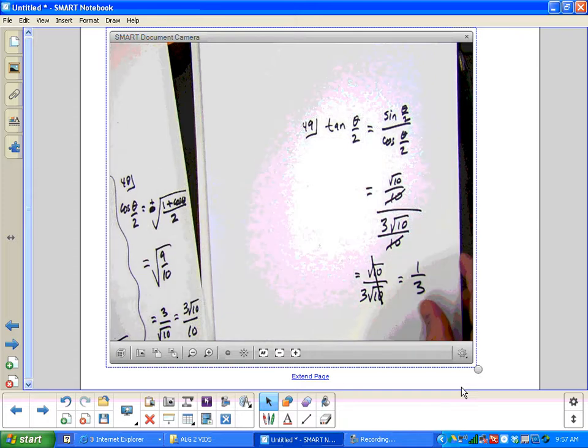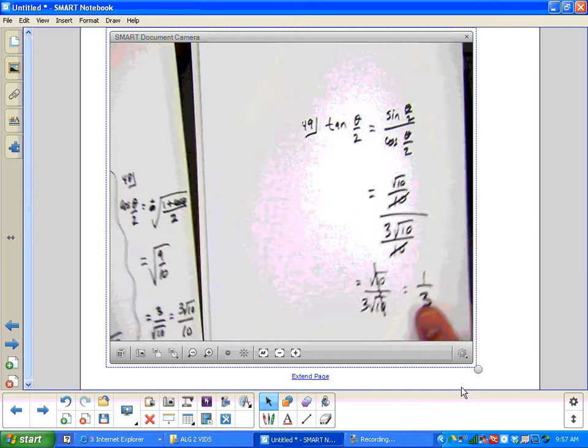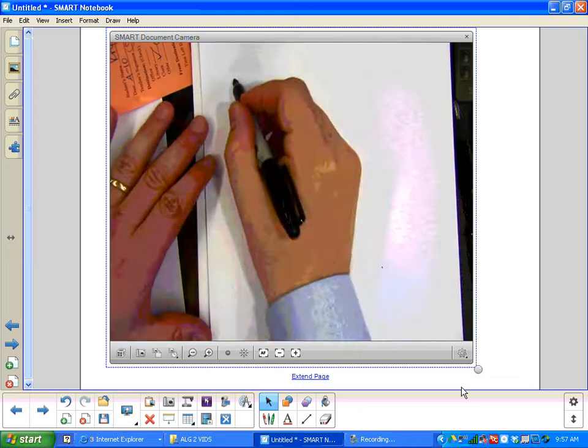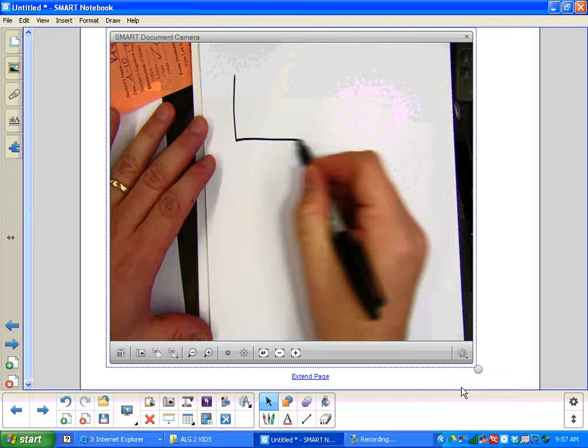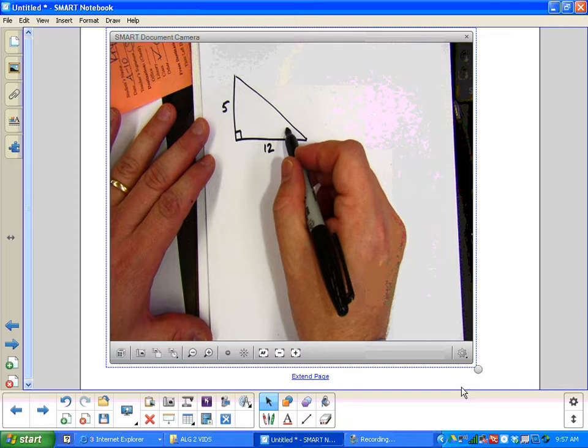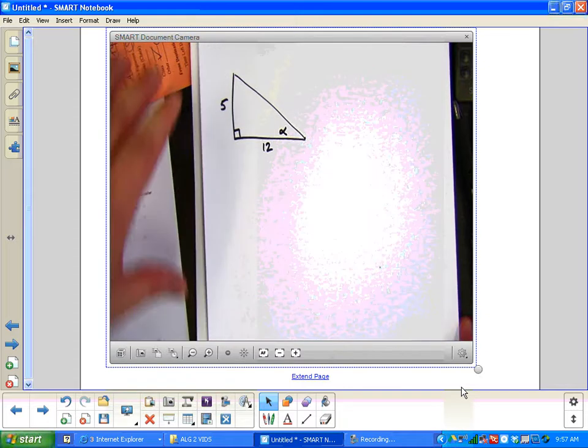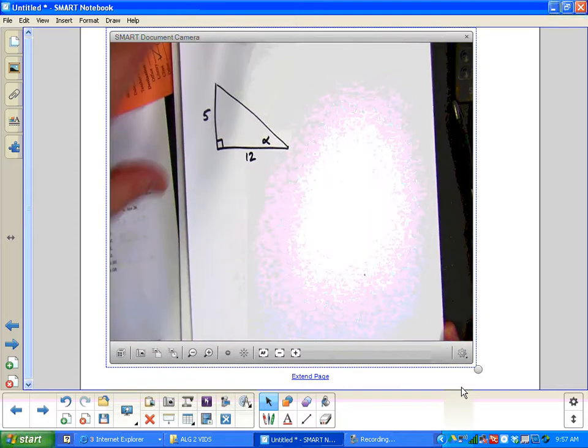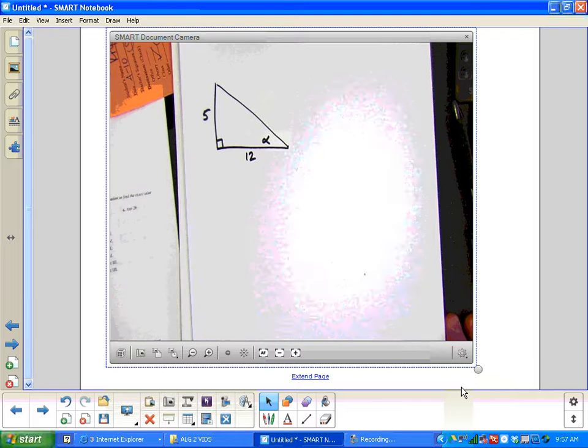All right. Now, do you want to do another example with another triangle and find all the half angles with it? Okay. All right. I'm going to make this one up. Let's say this is 5, 12. Let's call this alpha. So let's find the half angles for sine, cosine, tangent.